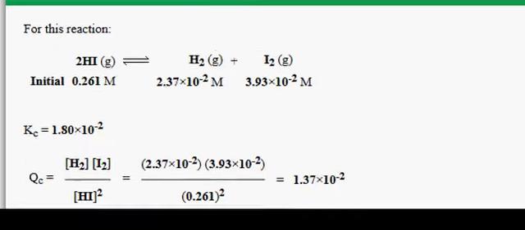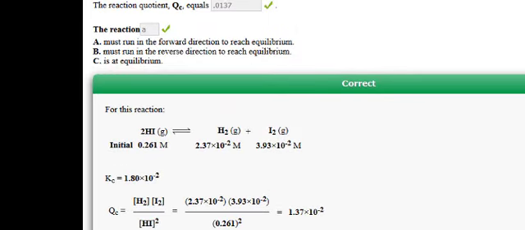which is 0.018. Therefore, because the reaction quotient is smaller, the reaction needs to proceed forward in order to increase this ratio of product over reactant.